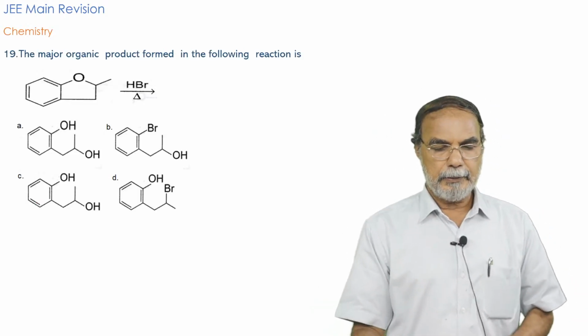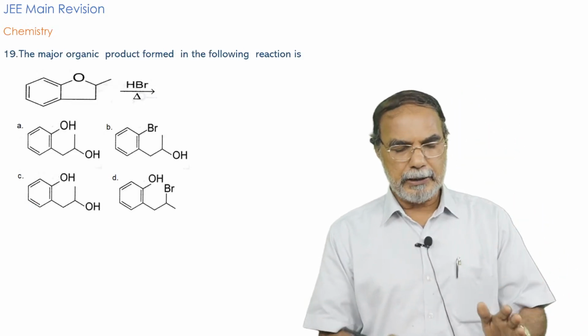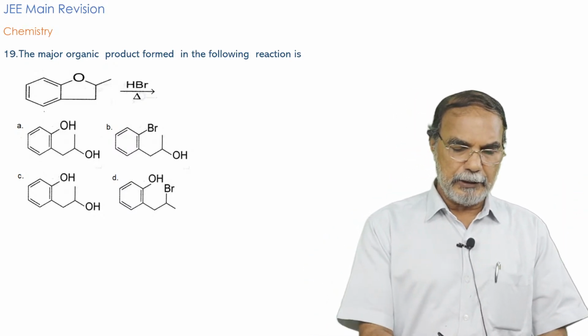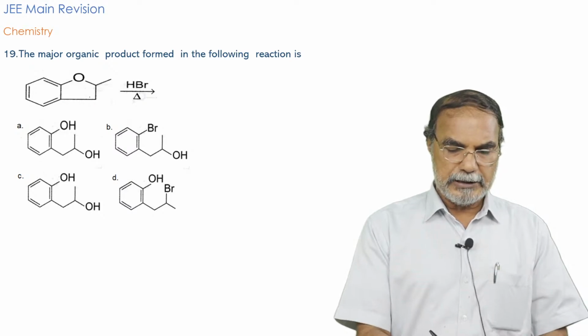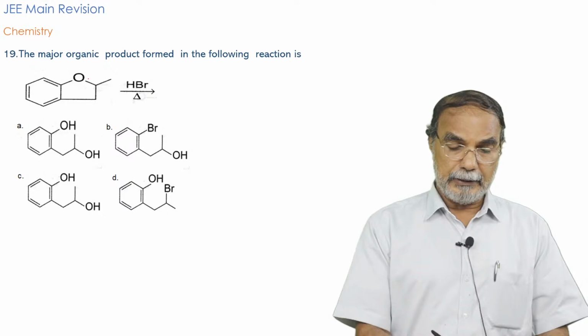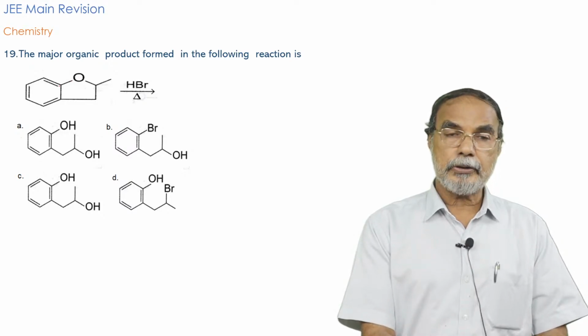Okay, the major organic product. Yes, here comes the question, the major organic product. It's a phenyl group here, and this part is cyclic, and this is an ether. Remember that it is an ether, and the ether oxygen is attached to the phenyl group.